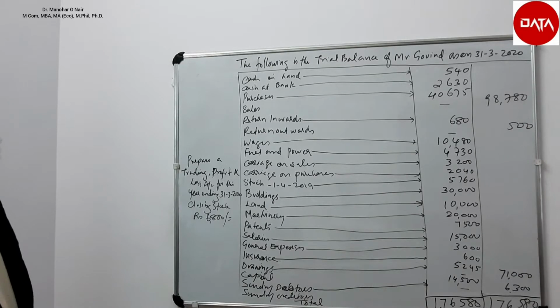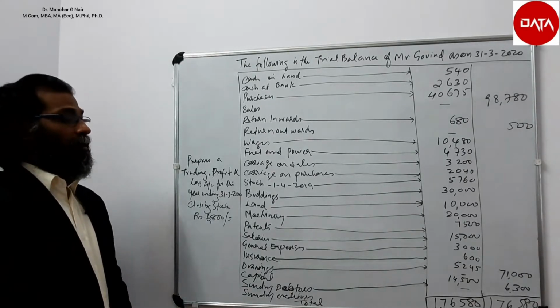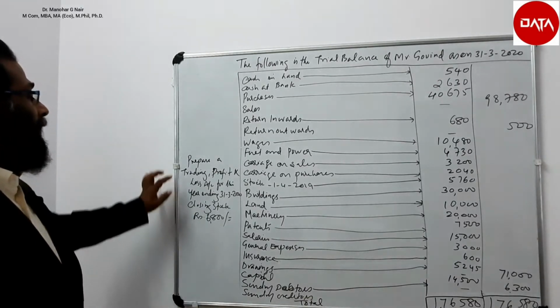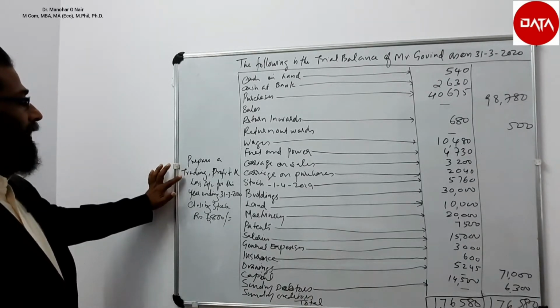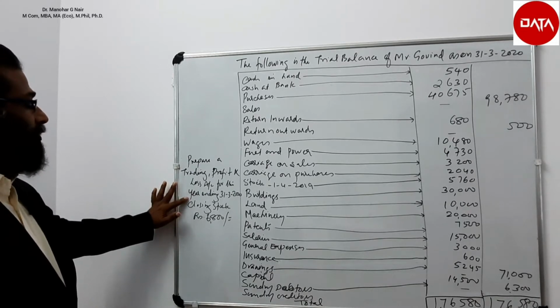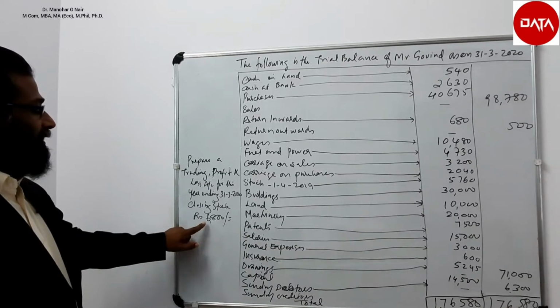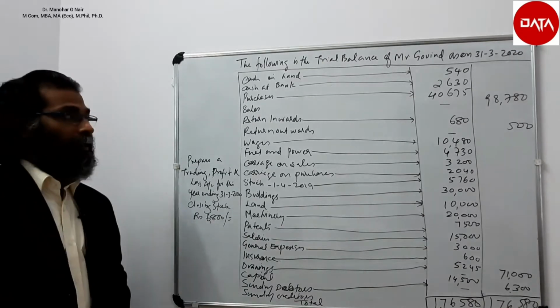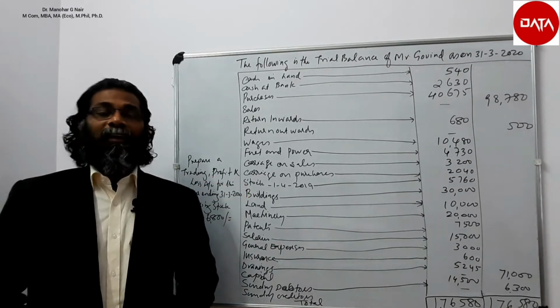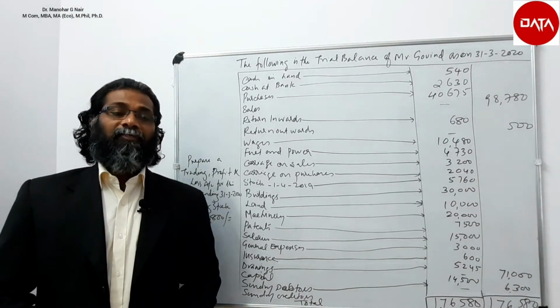The total of the trial balance, both columns, is 1,76,580. Along with that, prepare a trading profit and loss account for the year ending 31st March 2020, assuming that the closing stock is rupees 6,800. So with this information, let us try to prepare a trading profit and loss account and a balance sheet.